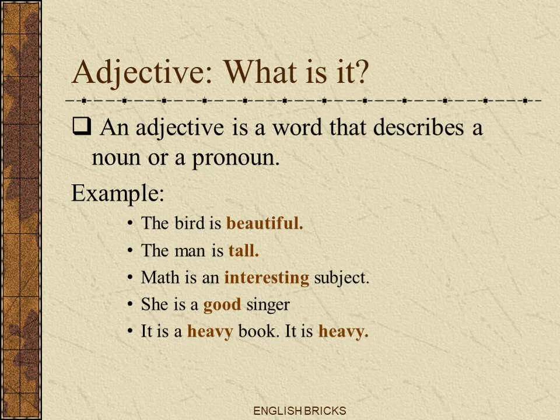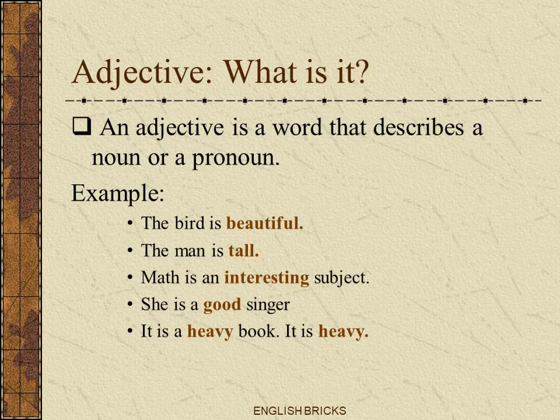How is the man? How do you describe the man? Tall. Math is a noun. It's a subject. It is an interesting subject. What kind of a subject? Interesting. She is a good singer. Now, she and singer. What kind of a singer is she? Good. What is she? A good singer.